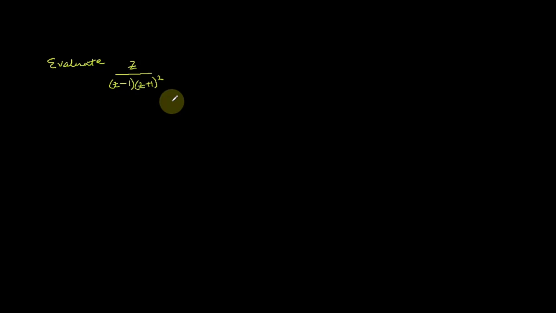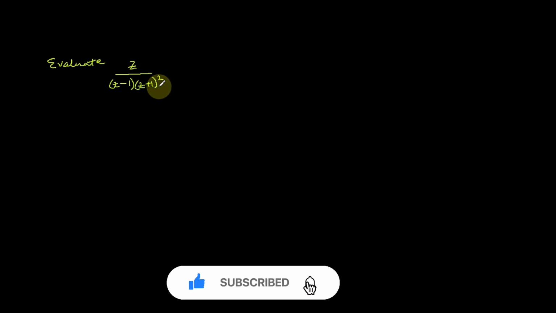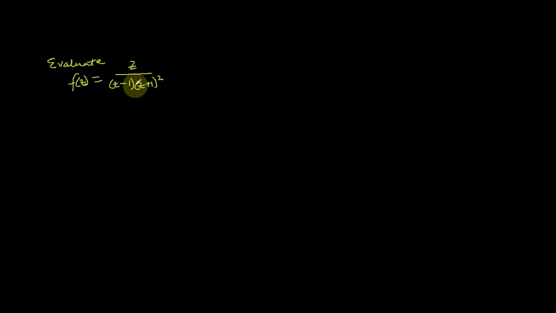In this video, we are going to evaluate z divided by (z minus 1) into (z plus 1) all squared. So we are told to evaluate this function here, and this is f of z. f of z is equal to this.